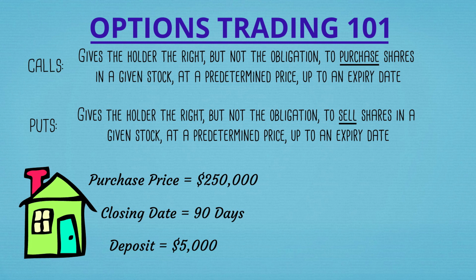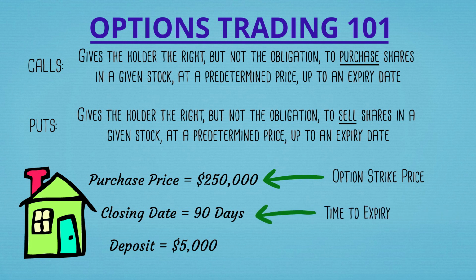Well, to compare this to call options, the $250,000 purchase price, that would be your option strike price. The 90 days, that's how much time you have until the option expires. And the $5,000 deposit, that's the cost that you paid for that option. So basically, paying that $5,000 gives you the right, but as we'll see, not the obligation, to purchase that house for $250,000 up to that expiry date of 90 days. So during this time, the owner is not able to sell that house to anyone else except you, and he must hold it for you for that period of 90 days until expiry.